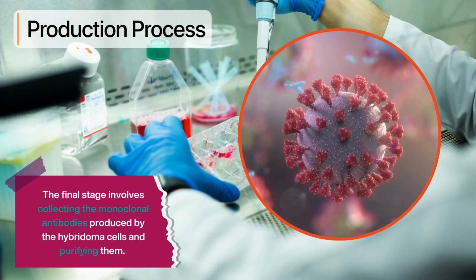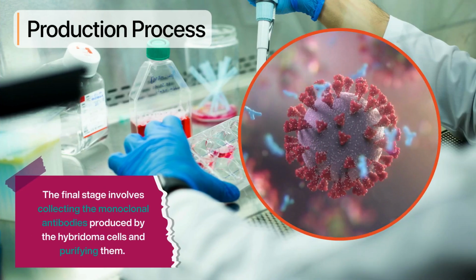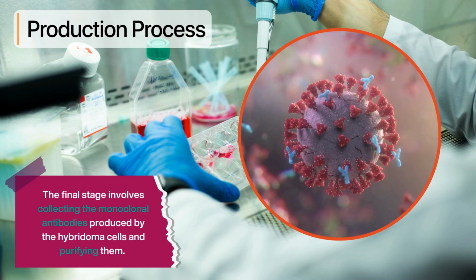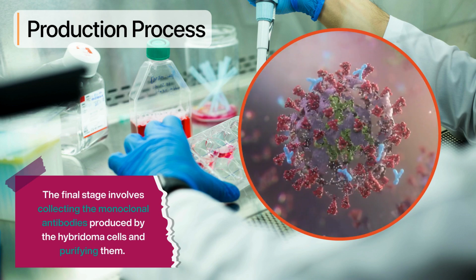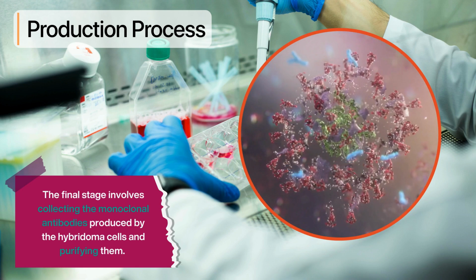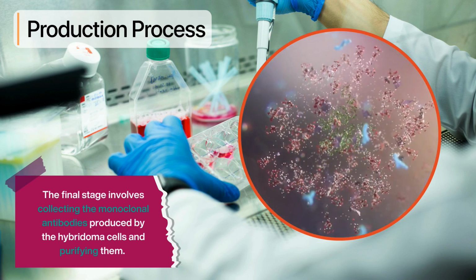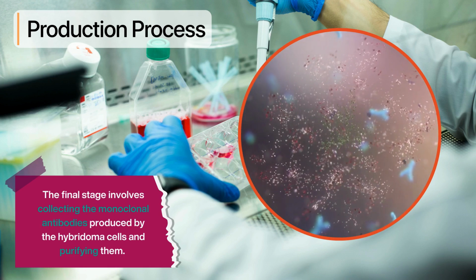The final stage of monoclonal antibody production involves collecting the monoclonal antibodies that have been produced by the hybridoma cells and then purifying them. This purified product can then be used for various applications, such as for targeting specific cells or chemicals in the body.